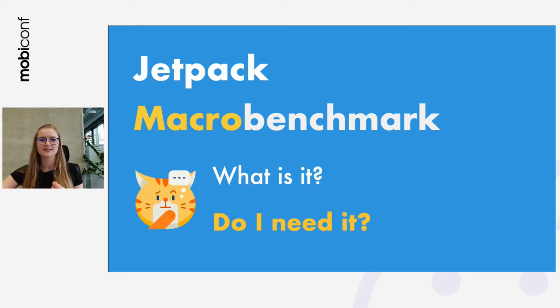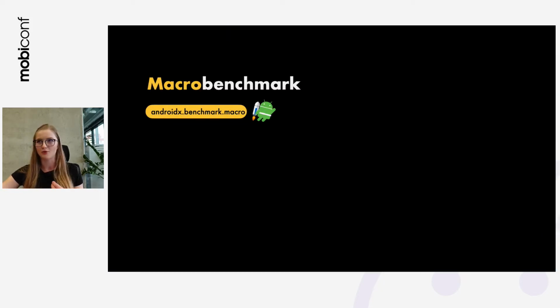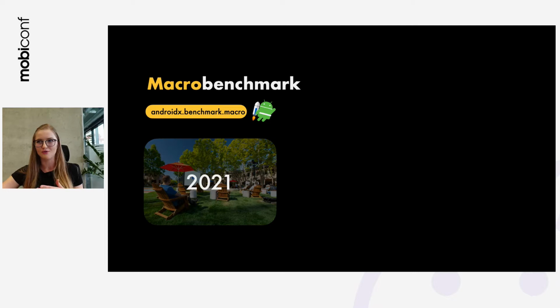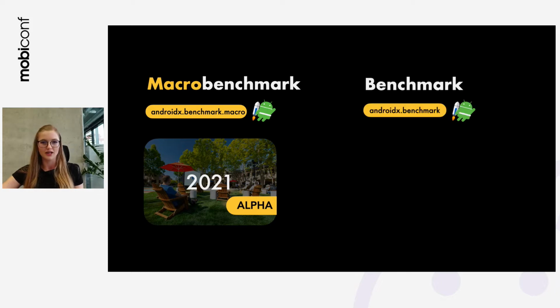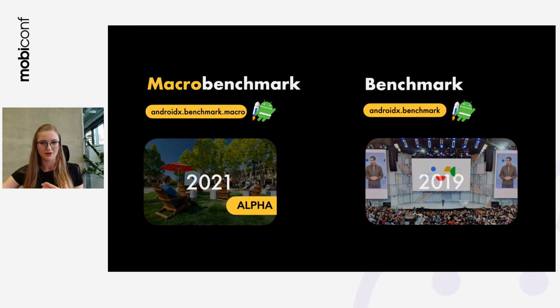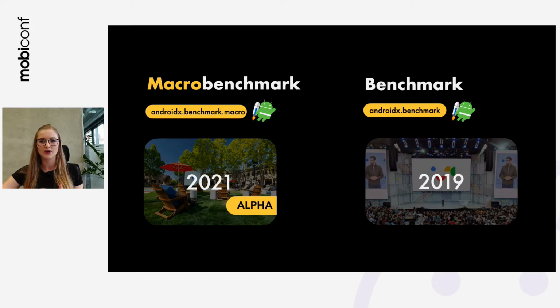Okay, so let's start with what Jetpack Macrobenchmark is. Macrobenchmark is a new library introduced during the last Google I/O, less than half a year ago, and it's still in alpha. If some of you have a déjà vu, and you think you've heard about benchmarks in Jetpack already, then yes, you are right. There is also another library called Benchmark that was introduced two years earlier. Both those libraries allow us to write tests that measure app performance.